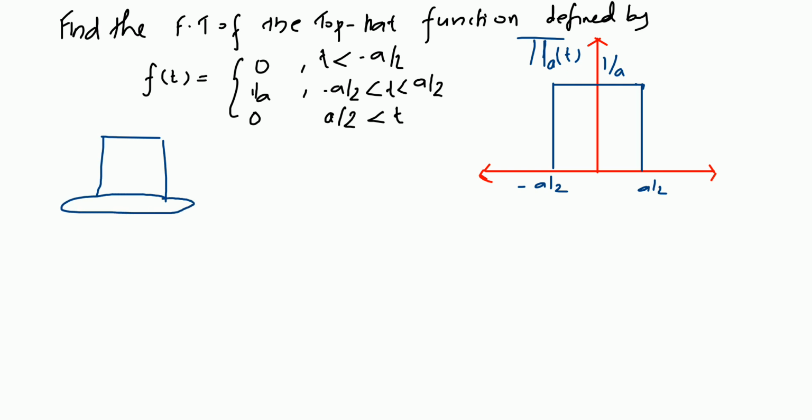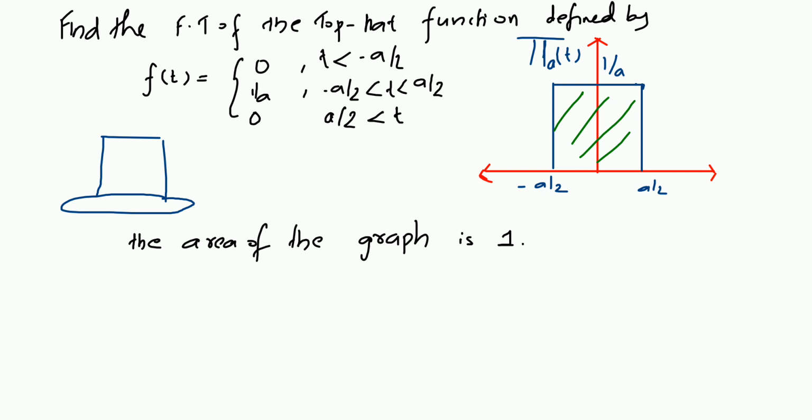What's the specialty of this function? The very important feature of this top hat function is that the area of the graph is 1. That is very important. What's the area of that graph? So that shaded portion is actually the area that we need to find.